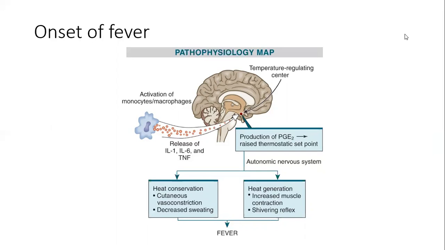So macrophages and monocytes secrete cytokines, these interleukins 1 and 6. Also, tumor necrosis factor alpha goes to the hypothalamus and the temperature regulatory center. So these two factors can affect that set point. And then the temperature goes up, and that triggers the autonomic nervous system to do shivering and generate more heat. The agents that do that are called pyrogens. In other words, they cause fire.